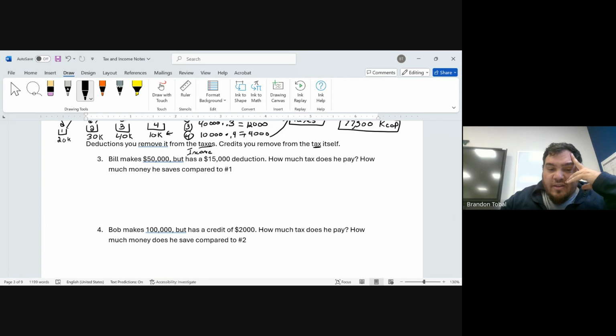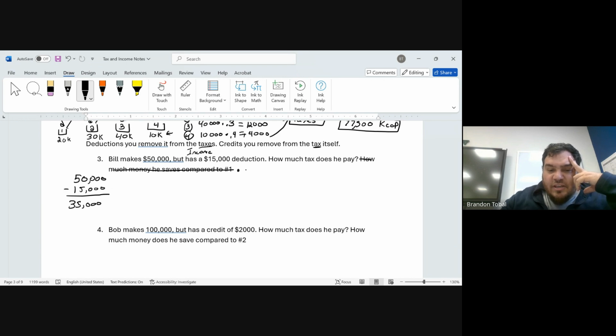So Bill makes 50K, but has a 15K deduction. How much taxes does he pay? And how much money does he save compared to number 1? So if he made $50,000, but he only gets taxed on 35K, with that in mind, he's only charged for $35,000.